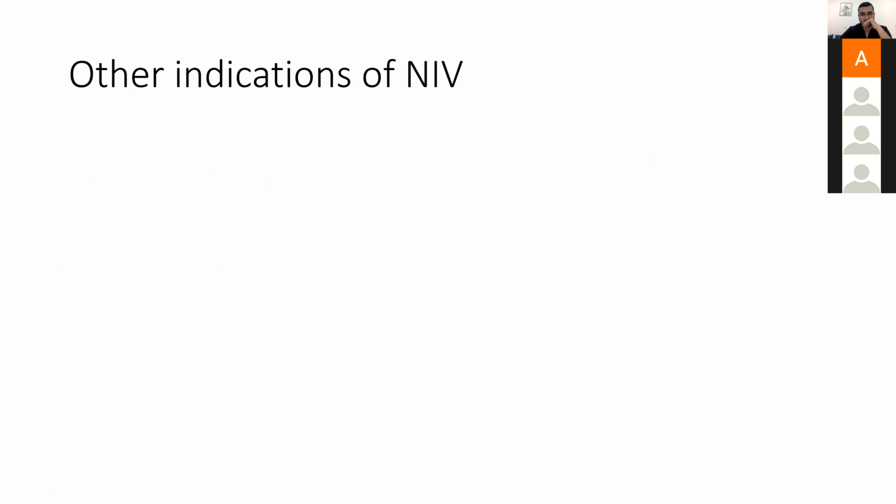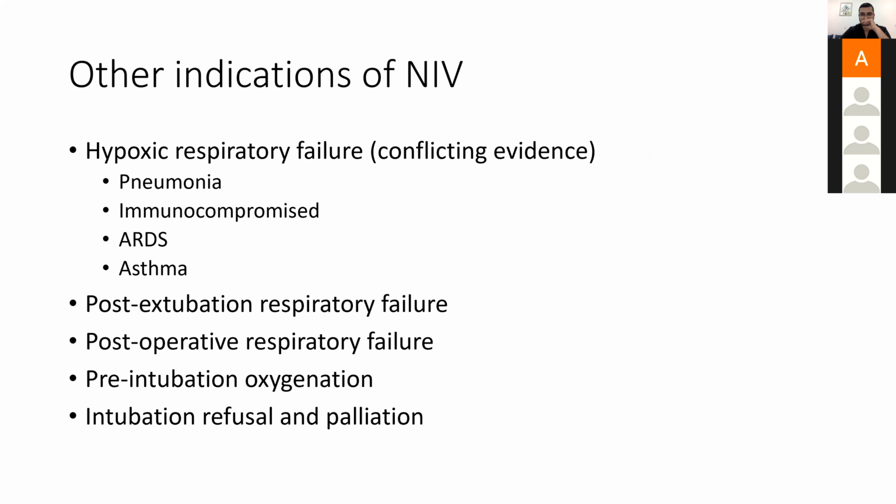Other indications that are somewhat controversial or still under investigation include hypoxic respiratory failure from pneumonia, or someone who is immune compromised, ARDS, and asthma. NIV has been tested for all of these. However, the evidence is not very strong to justify using NIV for these conditions.